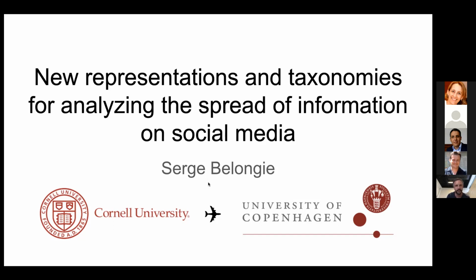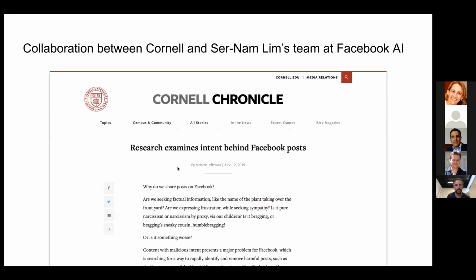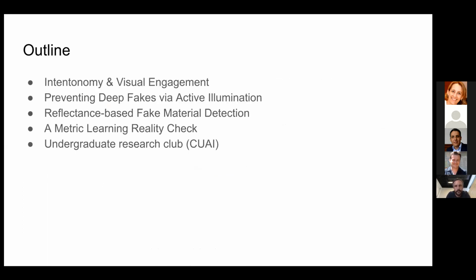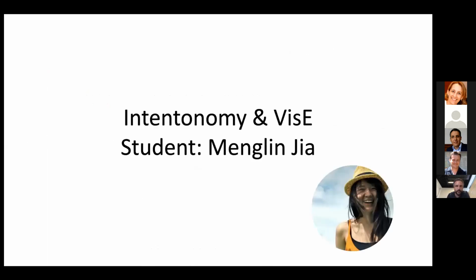For our current purposes, what I would like to do is showcase some of the work from my group at Cornell that was done with the support of Facebook. Facebook Research provided a grant to Cornell a few years ago and started a close collaboration with Sernam Lim's team. We wanted to attack this problem starting from studying intent behind Facebook posts, or more generally posts on social media. So this talk is a set of showcases for what different students did as part of that collaboration. I'll start with the work of Menglin Jha, one of our PhD students, and focus on her work on intentonomy and a little glimpse at more recent work on something called VISE, visual engagement.